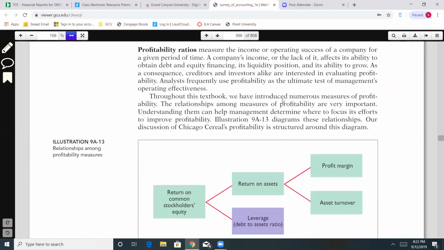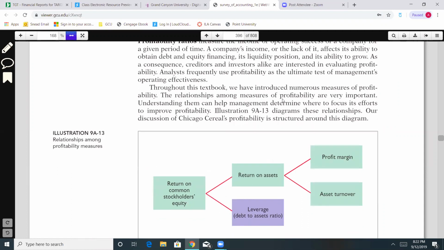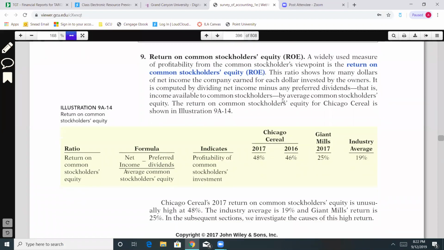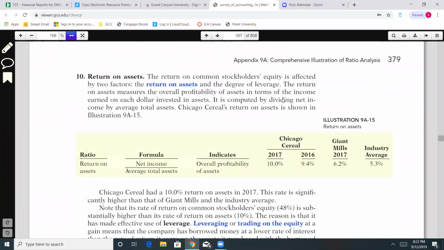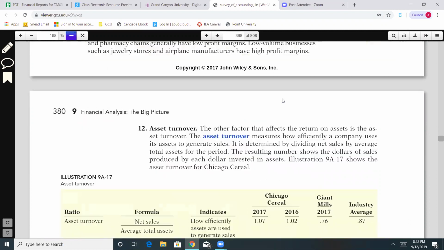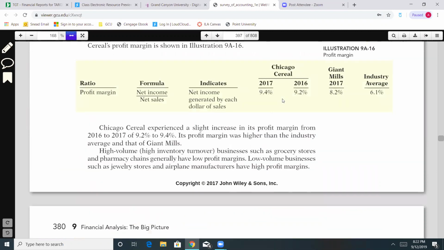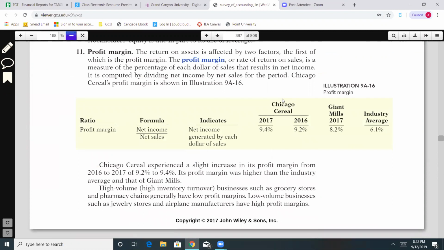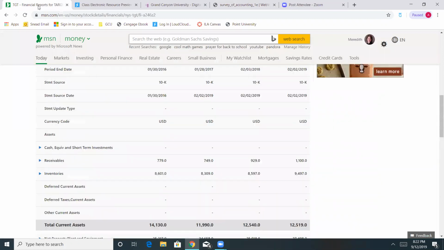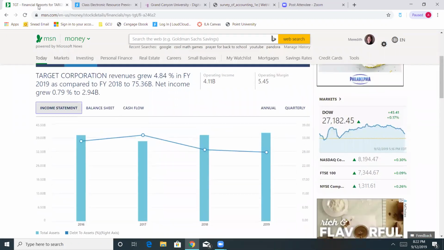Profitability is the third and I believe the final area you're supposed to look at. And profitability, you've got the ROE, you've got ROA, return on assets, profit margin, asset turnover. Let's just look at profit margin for a minute. The formula for that is net income over net sales. So net income and net sales are found on the income statement. So if we go back over here, we're on the balance sheet now, so we've got to flip back over to the income statement.